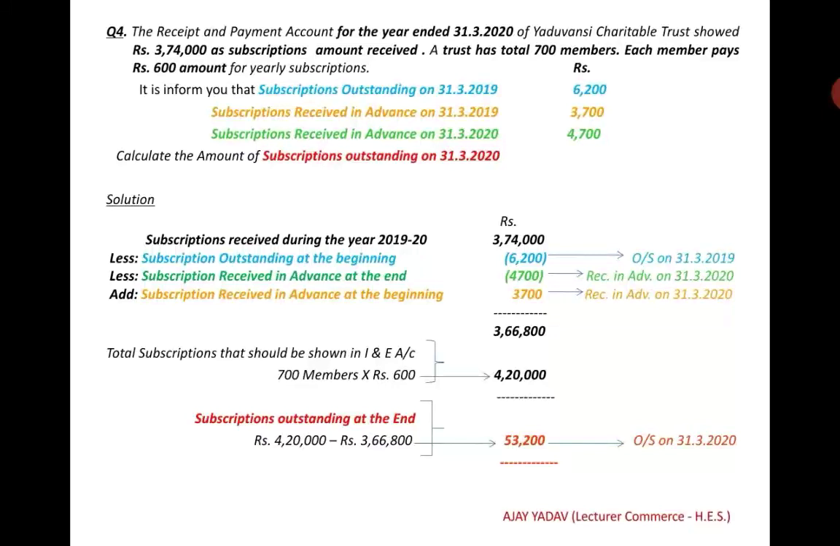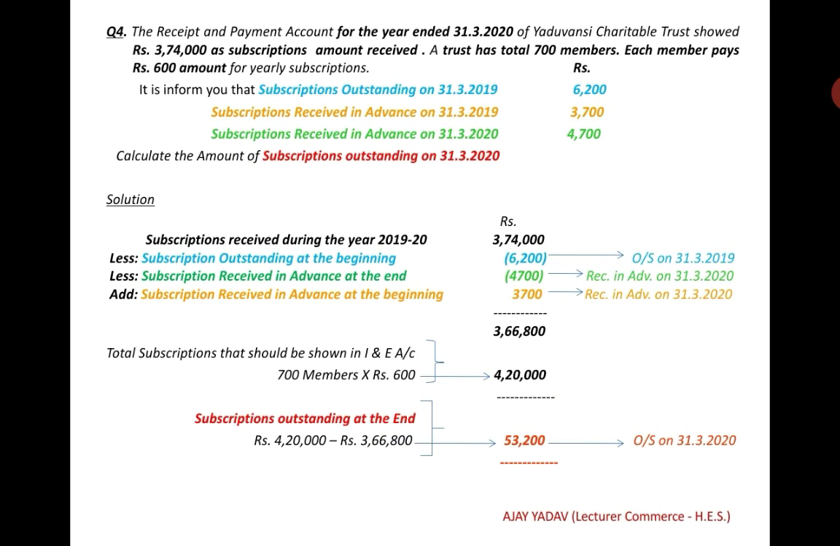Here question number 4 is given. The receipt and payment account for the year ended 31st March 2020 of Yadvansi Charitable Trust. Rupees 3,74,000 subscription amount received. The trust has a total of 700 members. Each member pays rupees 600 for yearly subscription. Here subscription outstanding at the beginning, subscription received in advance at the beginning, and subscription received in advance at the end are given, and we have to find subscription outstanding at the end, or subscription outstanding on 31st March 2020.